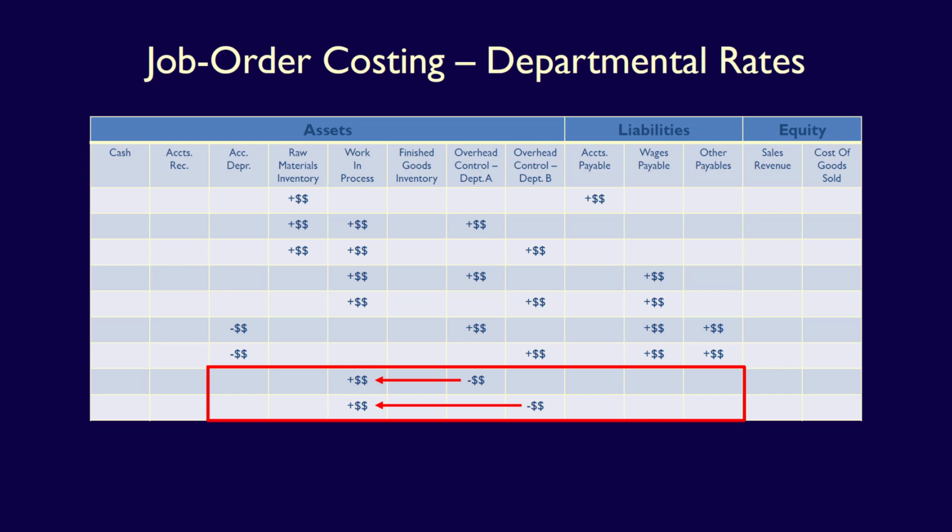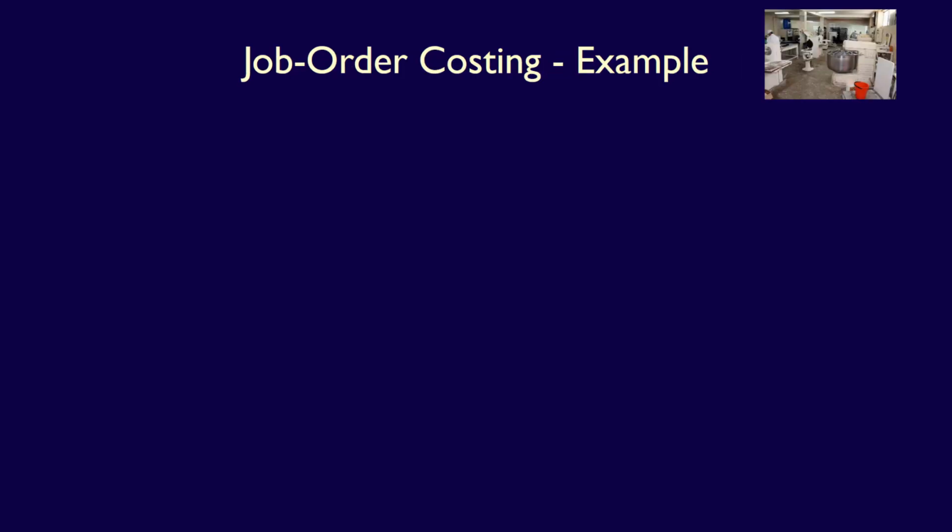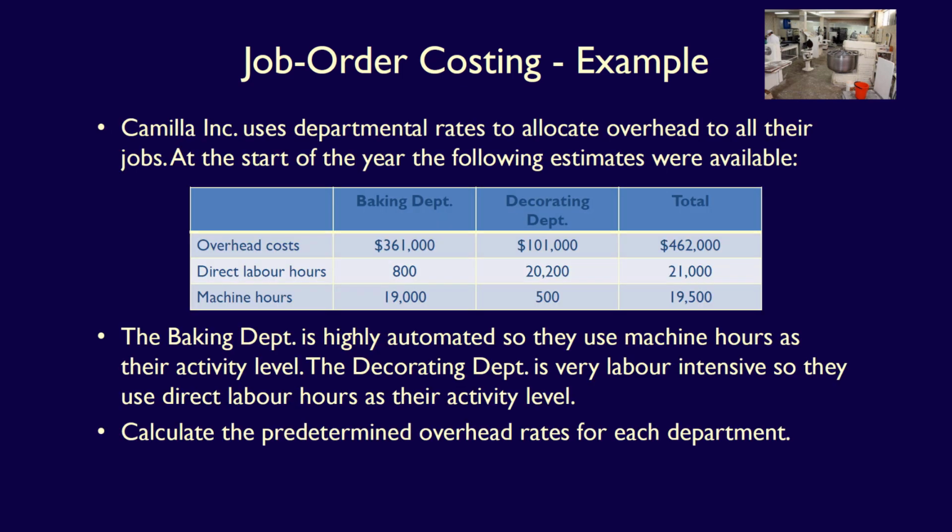The entry to allocate manufacturing overhead from the overhead control accounts to the work in process account would be the same. Decrease the overhead control accounts for both departments, increase the work in process account for the overhead applied. Again, we would simply do individual entries for each department. Let's use Camilla Inc. to demonstrate departmental rates.